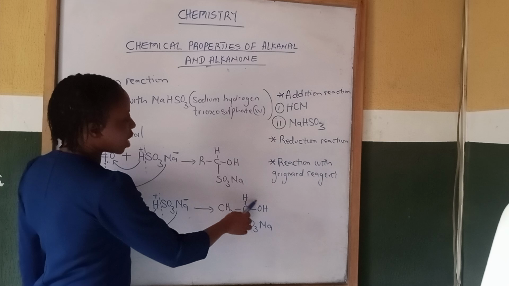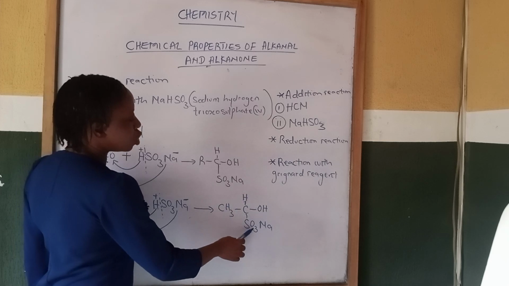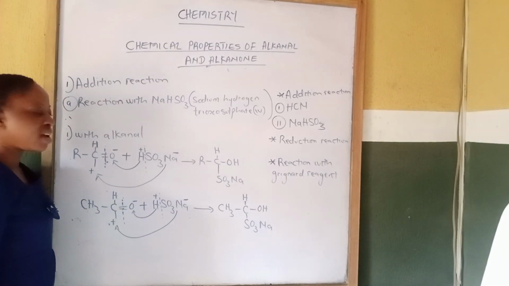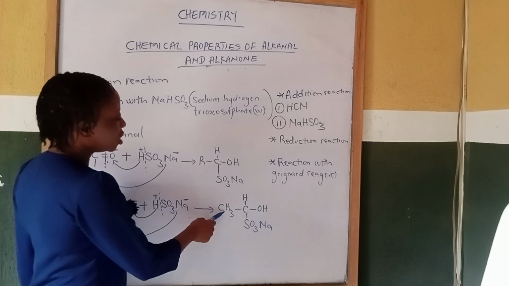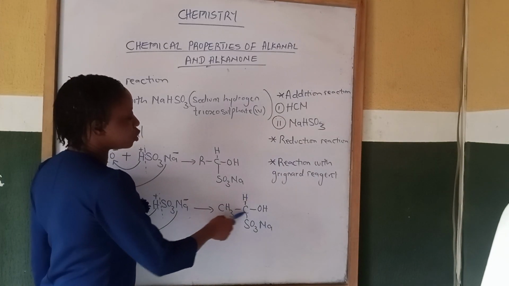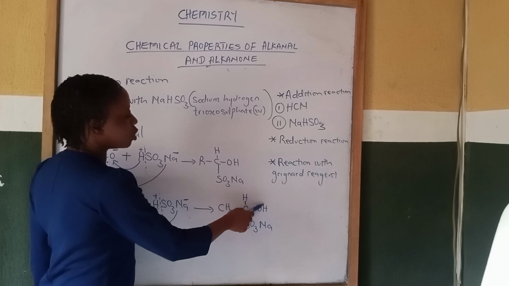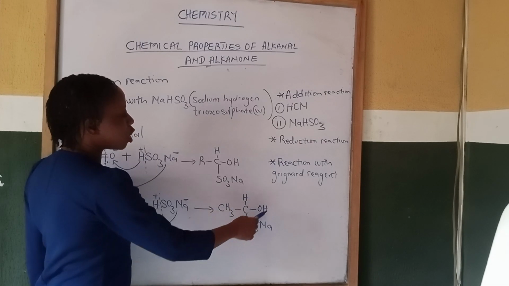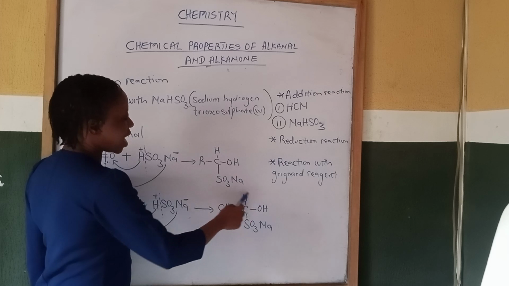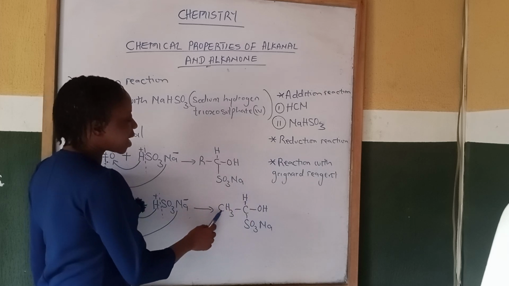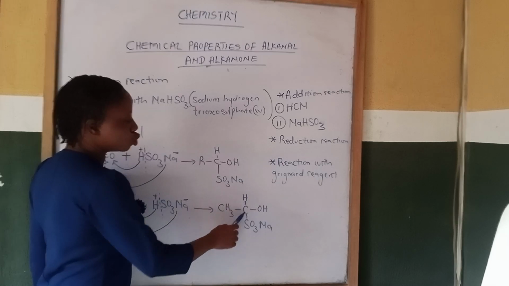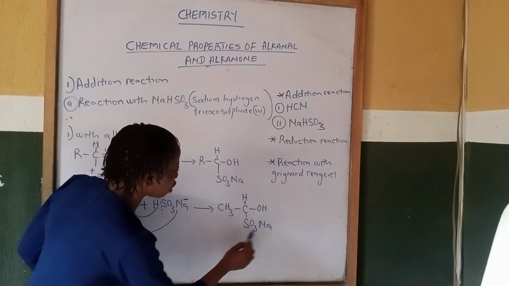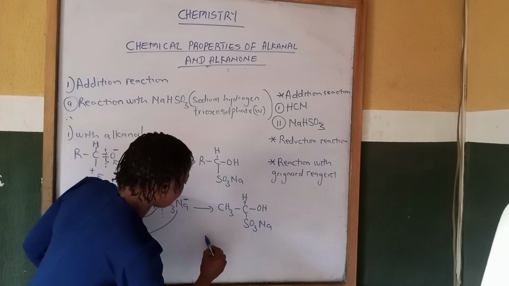Now, when we look at this structure, SO3Na is a substituent. So this is our root hydrocarbon. Then OH shows that this hydrocarbon belongs to an alkanol. An alkanol with two carbon atoms, 1, 2, is called ethanol. So let's name it now. It will now be sodium. We name this positive ion first, sodium.